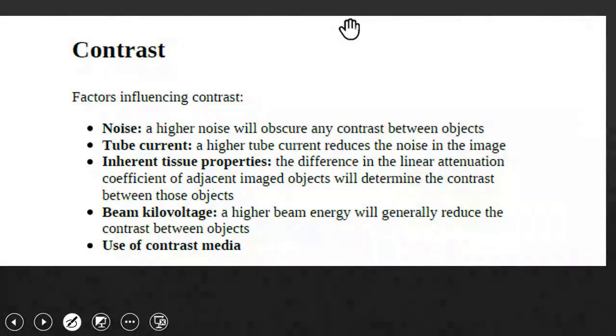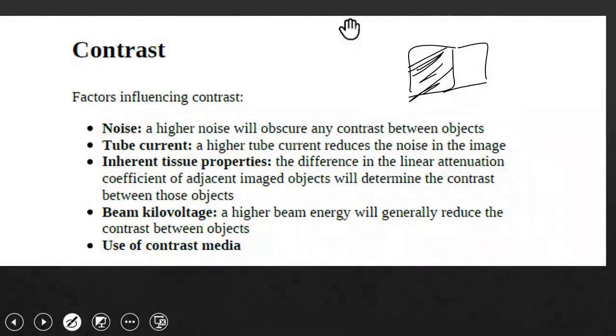Now, noise is one of the effects that also influences the existing contrast. As we discussed earlier, you have two objects, one black and the other white. If there is noise present, it will reduce the amount of contrast between the objects. Other factors related to noise are mentioned here as factors influencing contrast. Higher noise will obscure any contrast between objects.